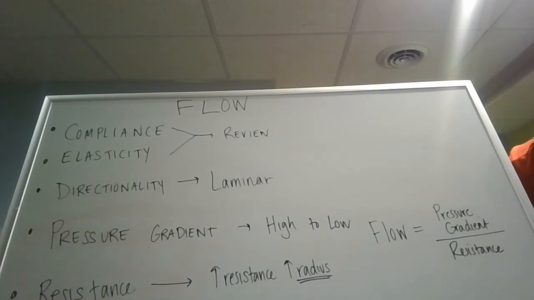So, other determinants of blood flow. To review, we know that compliance and elasticity have a lot to do with the determination of blood flow. Try to think of this now in terms of compliance and elasticity. If there's an increase in compliance, what does that do to flow? If there's an increase in elasticity, what does that do to flow? I'm going to pause for a second, try to see if you can answer that question.